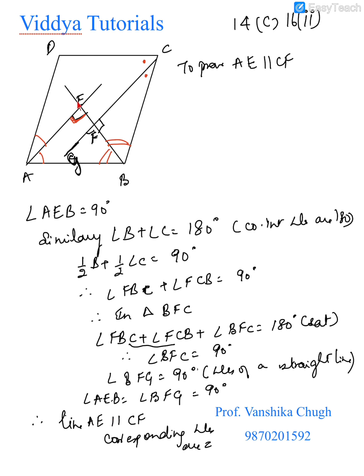So these two lines become parallel because these two become corresponding angles. So AE is parallel to CF, corresponding angles are equal, and hence I have proved that bisectors of the opposite angles of a parallelogram are parallel to each other.